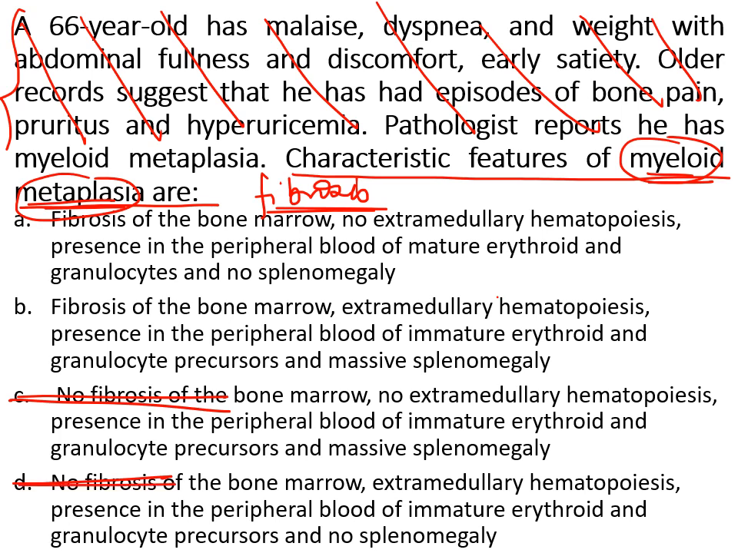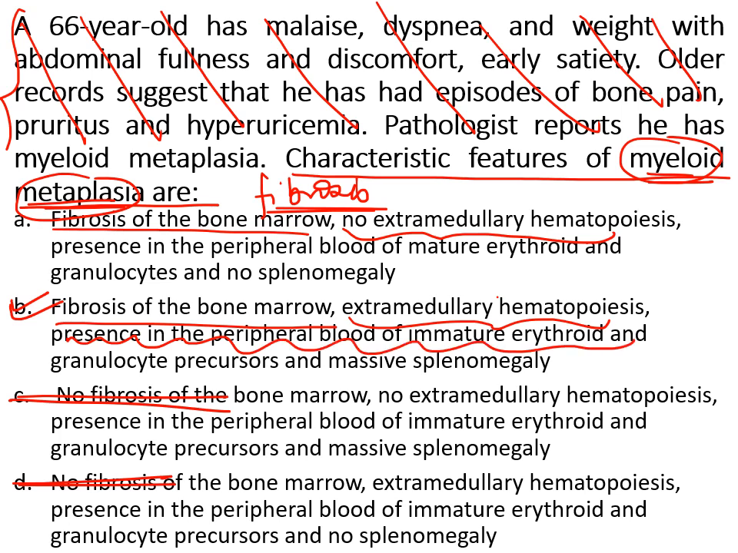Now read the rest of the option: fibrosis of bone marrow, fibrosis of bone marrow. The next is no extramedullary hematopoiesis or extramedullary hematopoiesis. So we know that in myeloid metaplasia or myelofibrosis, when the bone marrow is not working, then extramedullary hematopoiesis has to take place. So the answer will be B. Even if you do not read the rest of the option, it really does not matter. You have ruled out three options by the art of elimination that we have discussed in the previous cheat codes video. So the answer is B.